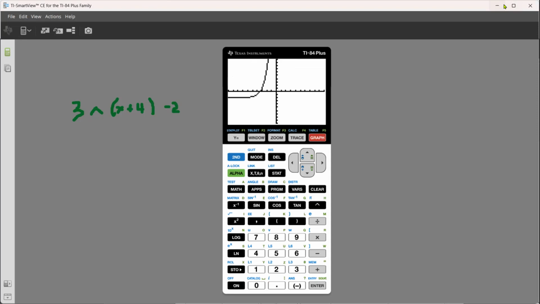Now, let me show you here. Is the 2 part of the exponent or is it down? No, it's separate. The x plus 4 is part of the exponent. Okay. The 2 is separate.